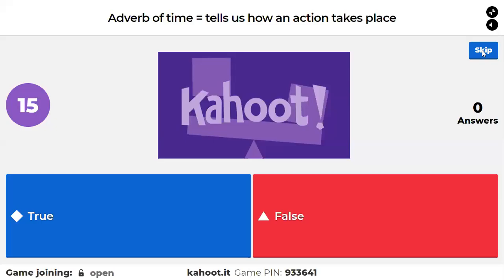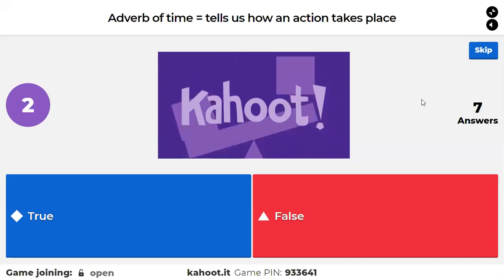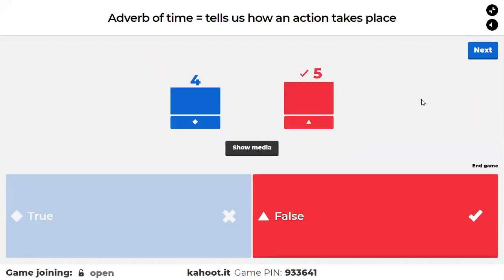Okay, next one. True or false? An adverb of time tells us how an action takes place. Is that blue true or red false? That is false. An adverb of time tells us when an action takes place. So it's not how an action takes place.